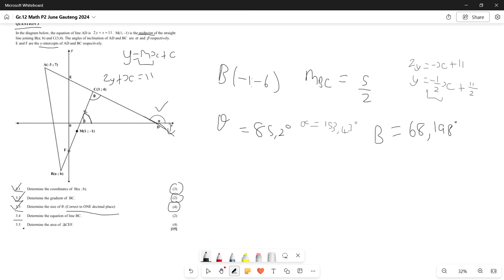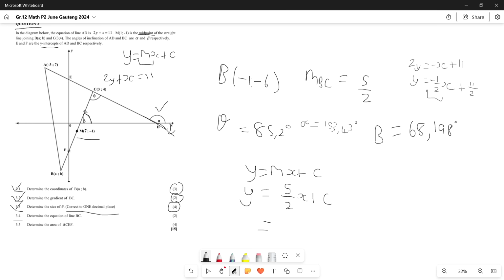And then question 3.4 says determine the equation of line BC. So BC is this line over here, and we want the equation in the form of y equals mx plus c. So line BC, we already have the gradient of it as we established from question 3.2. So we have a 5 over 2 over here for the gradient. The x is what we're going to plug in, and the y as well, so that we can solve the c value. Because once we have the c value, the y-intercept over there, we'll then have our full equation. So all we need to do is find a point on line BC to plug into this equation, the x and the y coordinate, and then we can solve for c.